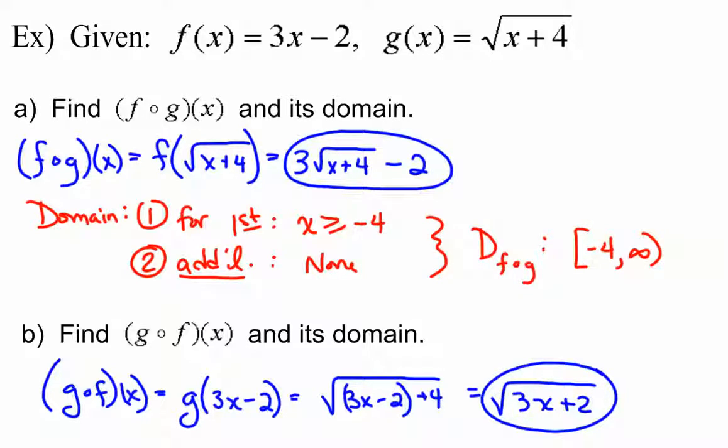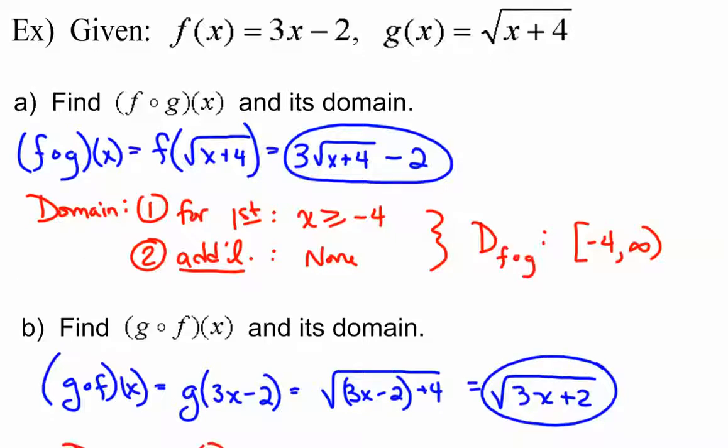What if we reverse it? Okay, what if we do g of f of x? Well, this time x is first going to go into f, and we're going to get the 3x minus 2. Okay, and then we're going to do g of that. So we're going to take this 3x minus 2, and we're going to replace this x in the radical by 3x minus 2 and then add 4. If you simplify that, you get the square root of 3x plus 2.